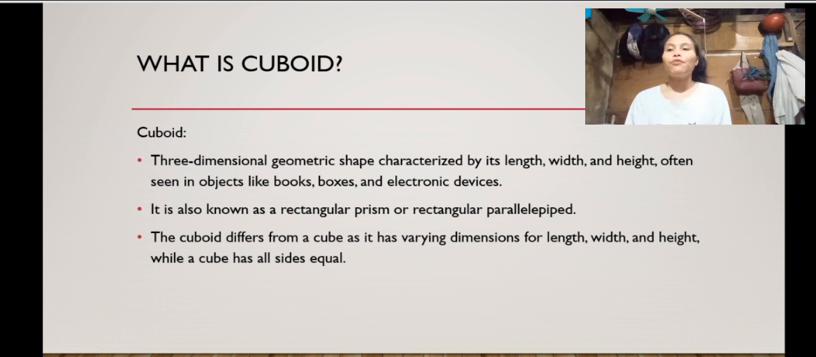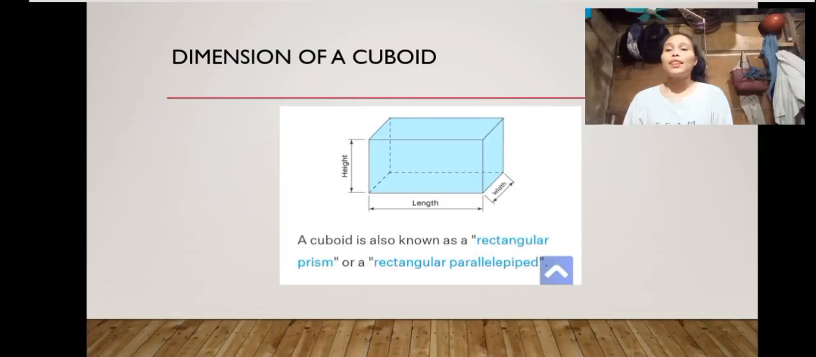A cuboid differs from a cube as it has varying dimensions for length, width, and height, while a cube has all sides equal. This is the dimension of a cuboid: that is the length, that is the height, and that is the width.